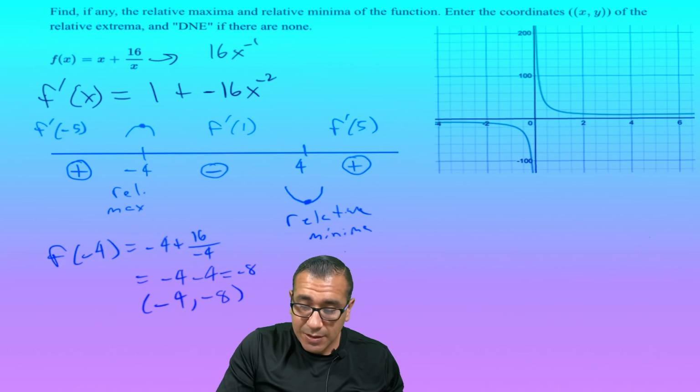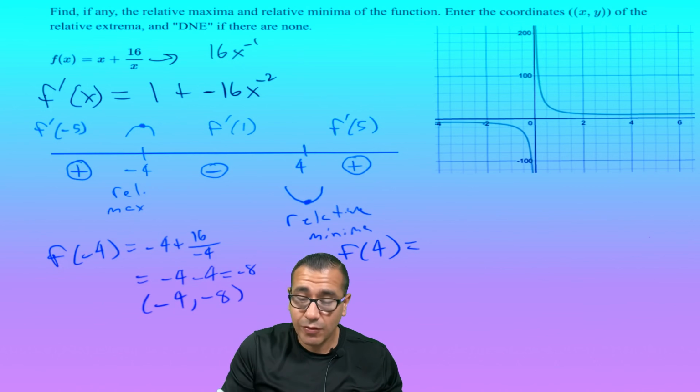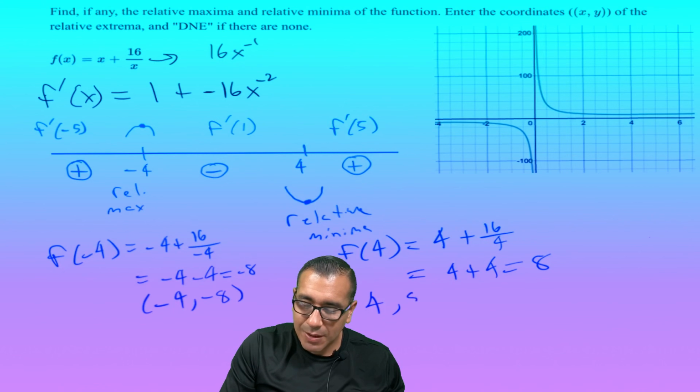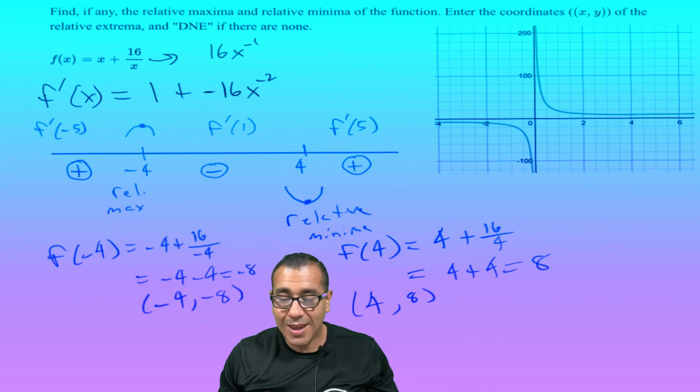Let's do the same thing to find the minimum. I'm going to use that 4 and plug it into your original function. And you get 4 plus 16 over 4, which gives us 4 plus 4, which equals 8. So our minimum in this case happens to be at 4 comma 8.